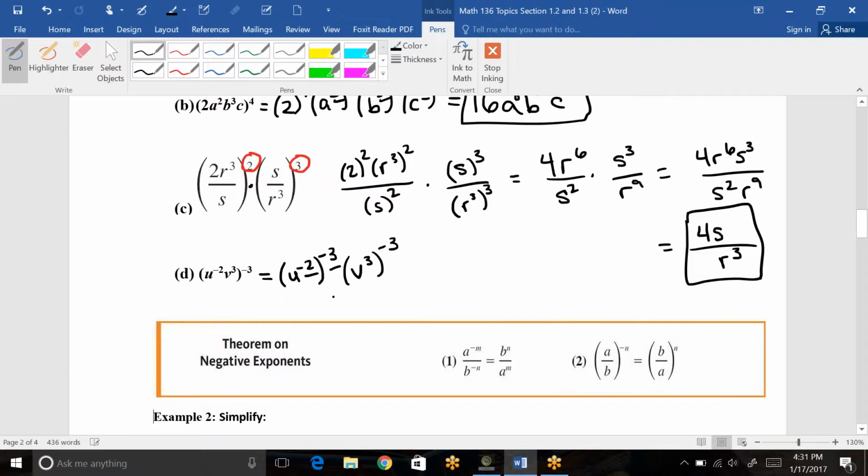And then we can use our multiplication rule for power to power. -2 times -3 would actually be +6. 3 times -3 would be -9. Any time you're simplifying an exponential expression like this, you have to make sure you have no negative exponents in your final answer. So we need to move the v to the 9th to the bottom since it has that negative exponent. So u to the 6th over v to the 9th.